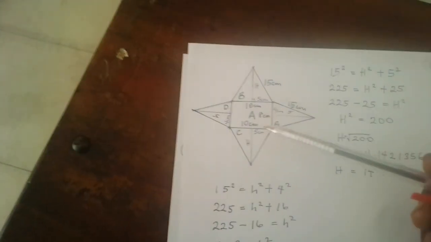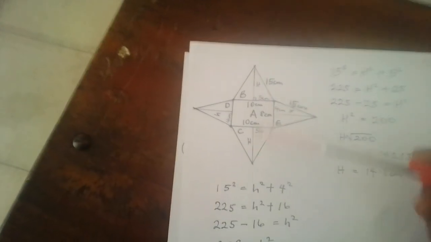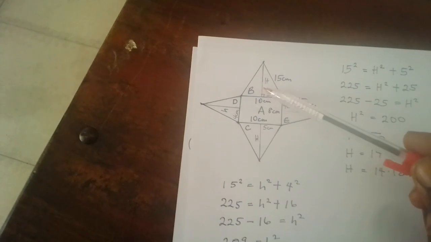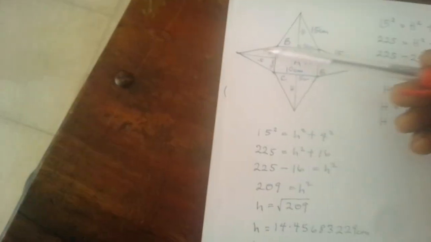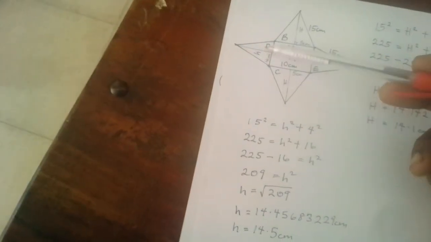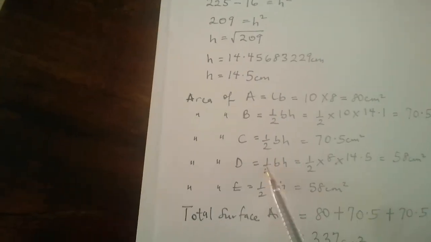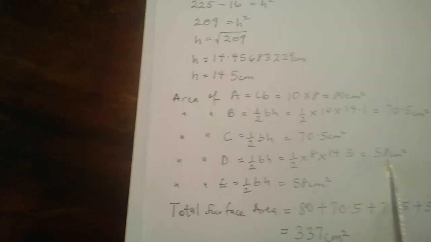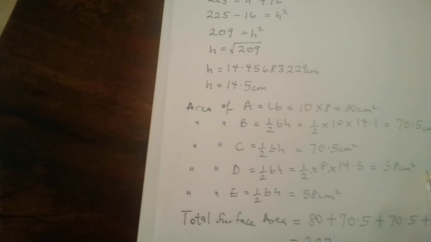Then C, our C and B are going to have the same dimension. So the area you get for B is the same thing you get for C. It's also a triangle of the same dimension with B. Then let's come to D. Look for the area of D. So the base of D is 8 centimeter and the vertical height we've calculated to be 14.5. So that means you have half base times height, half times 8 times 14.5, which is 58 centimeters square.